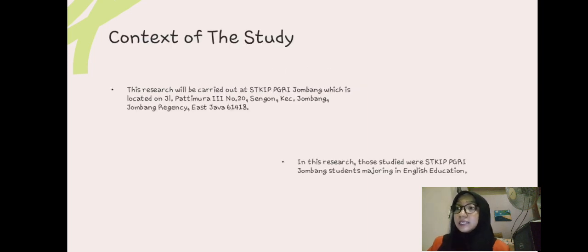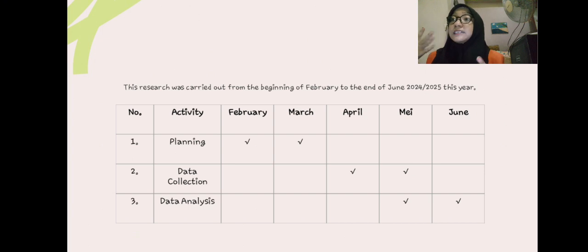Context of the study. This research will be carried out at STKIP-PBING Jombang, which is located on Jalan Patimura, nomor 20 Sengon, Kecamatan Jombang, Jombang Regency, East Java. In this research, the subjects were STKIP-PBING Jombang students majoring in English education. This research was carried out from the beginning of February to the end of June 2024 this year.